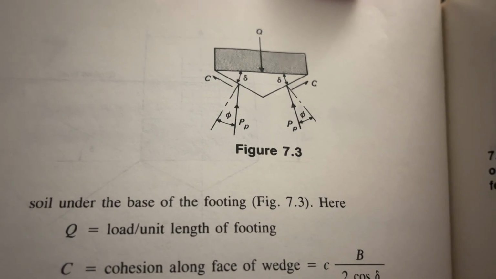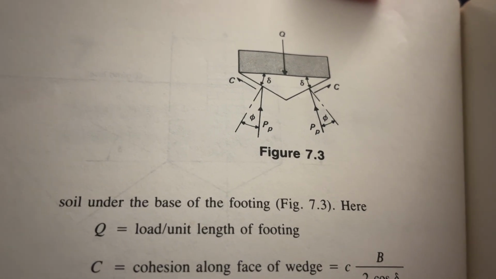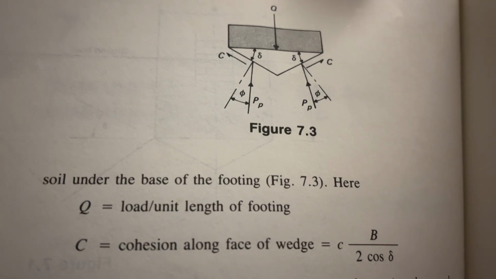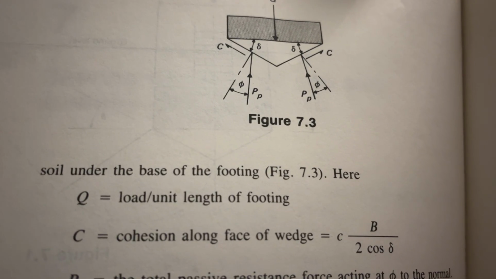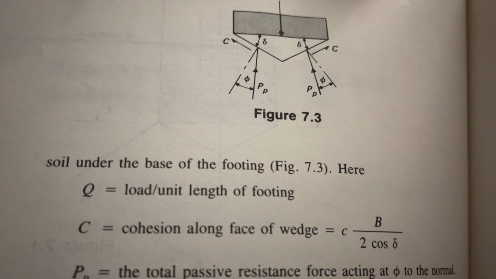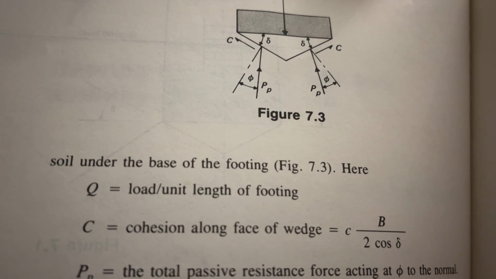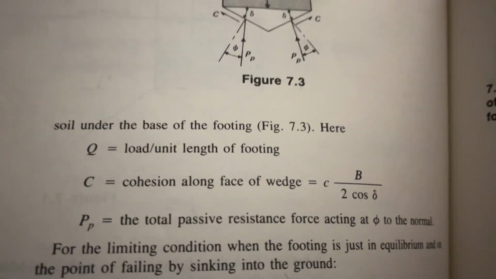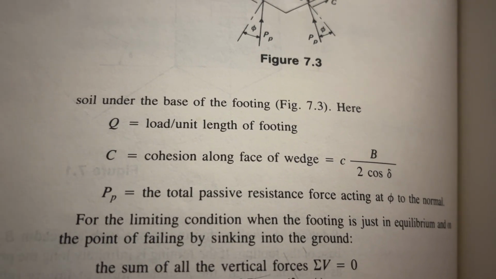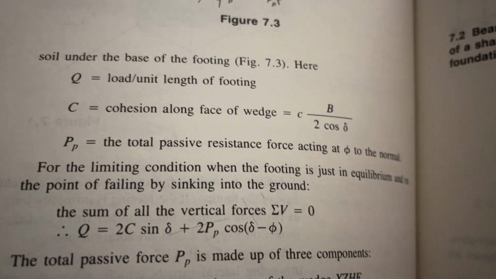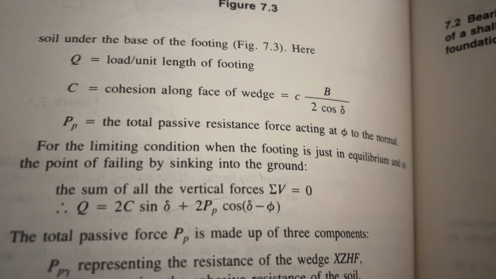Q, and then it's got delta, and then C, and then P, PP, delta, delta. Oh, sorry, phi and phi. Soil under the base of the footing. Here, Q is the load per unit length of footing. C is the cohesion along the face of the wedge, equal to C B over 2 cos delta.